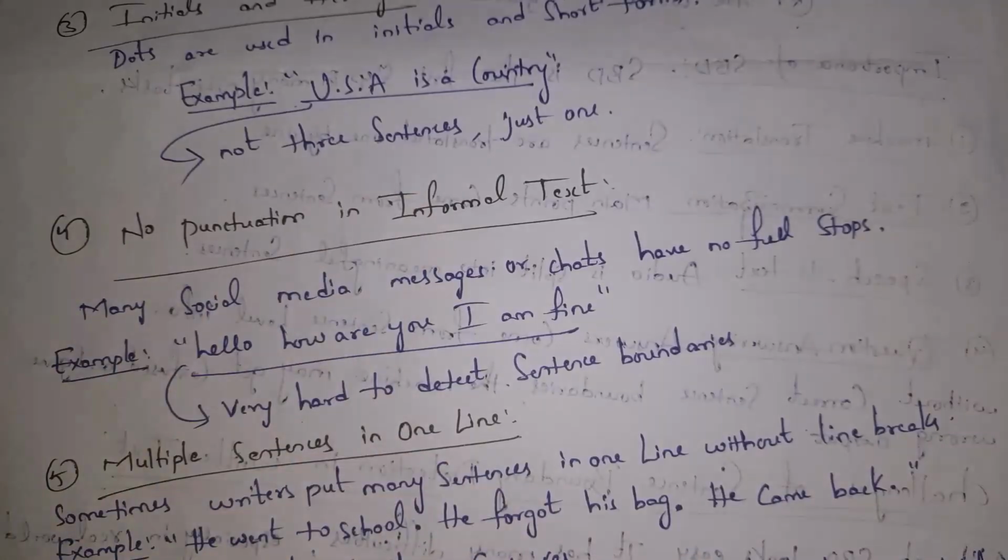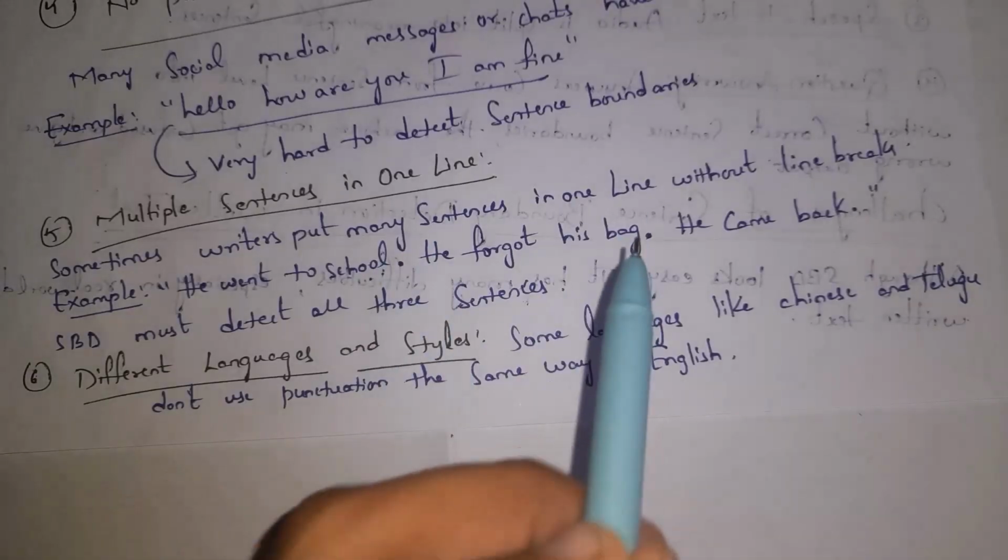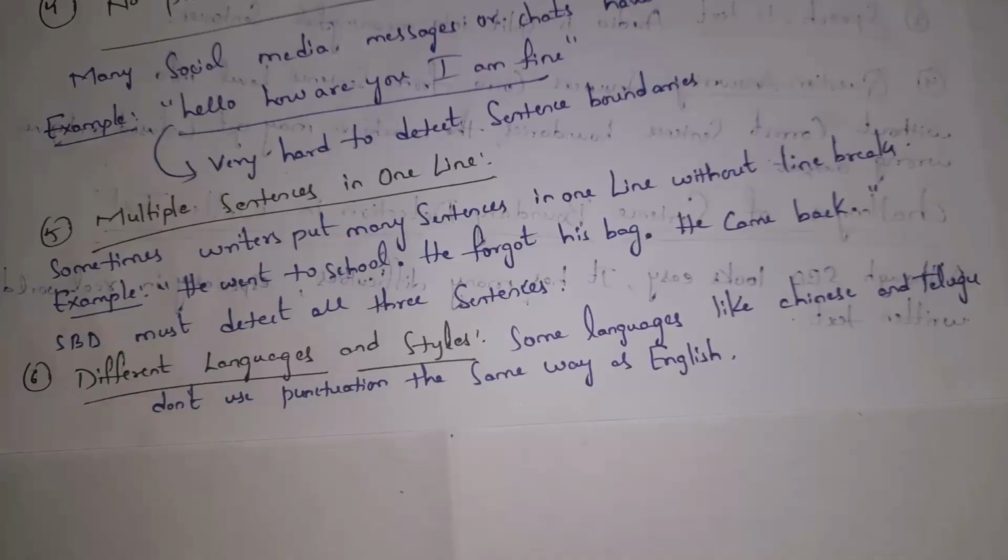And the fifth one is multiple sentences in one line. Most people will write multiple sentences in a single line, like "he went to school he forgot his bag he came back." Even though all are in a single line, the NLP model needs to understand that these are three different sentences. And the sixth one is different languages and styles. For example, some languages like Chinese or Telugu do not use punctuation marks like full stops. So even if we give different languages, the NLP model needs to understand the complete paragraph and must be able to create boundaries. Boundaries mean separating various sentences. This is all about sentence boundary detection.